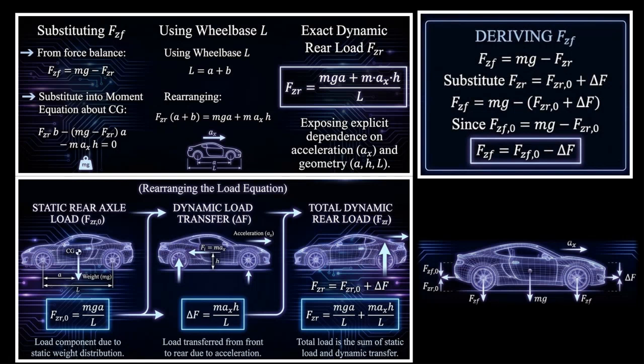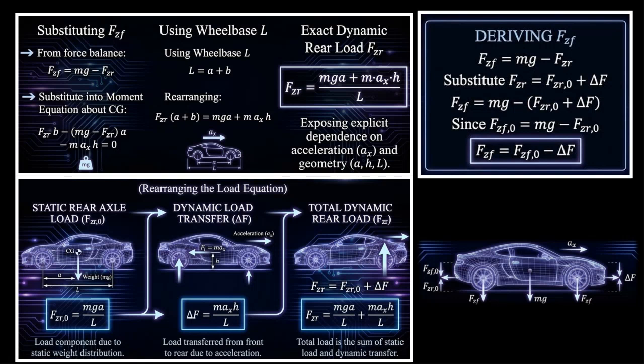Rearranging the expression separates the rear axle load into two parts. The first part is the static rear load, FZR0 equals mga divided by L. The second part is the load transfer due to acceleration, delta F equals m times ax times h divided by L. This shows exactly how much weight is transferred to the rear axle when the throttle is applied.